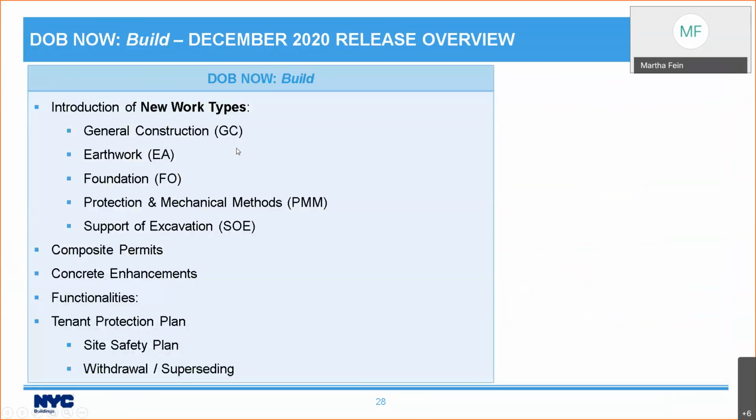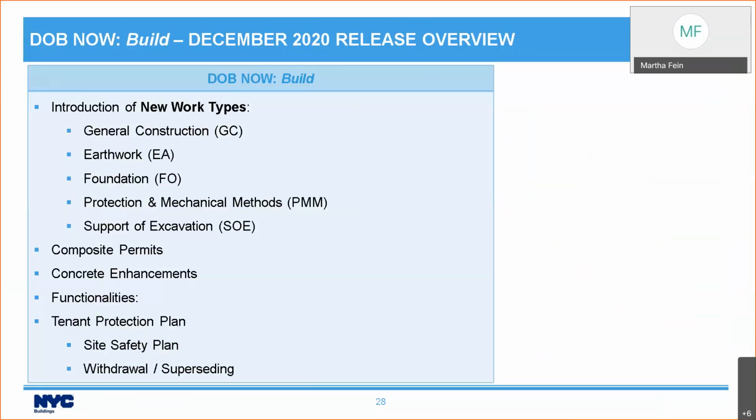So let's talk about what's coming in this release. We're introducing 5 new work types to DOB Now Build: general construction, earthwork, foundation, protection and mechanical methods, and supportive excavation. We're also introducing the ability to request composite permits through DOB Now Build. If you are involved with permit requesting, please sign up for one of our training sessions that is designed for contractors.